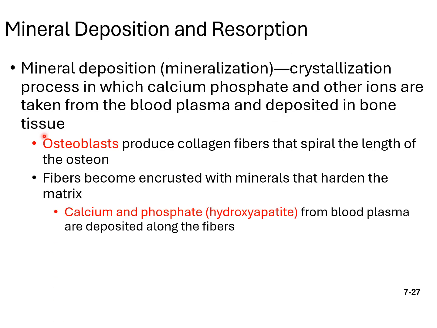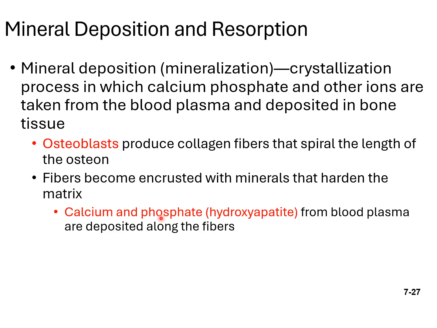And how do we get it from the bone? You can build up mineral deposition, mineralization. The crystallization process in which calcium phosphate and other ions are taken from the blood plasma and deposited into the bone tissue. You might kind of remember this. Osteoblasts are going to produce collagen fibers. Those collagen fibers are going to spiral along the length of the osteon. Those fibers then become encrusted with minerals that harden the matrix.